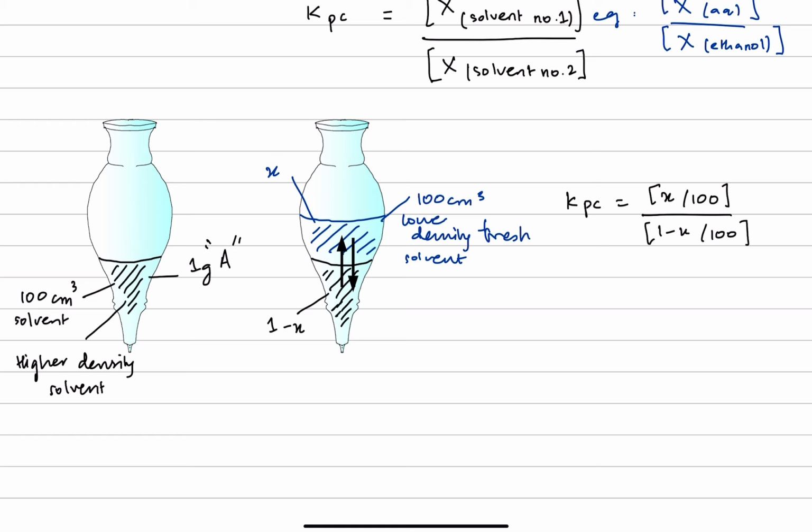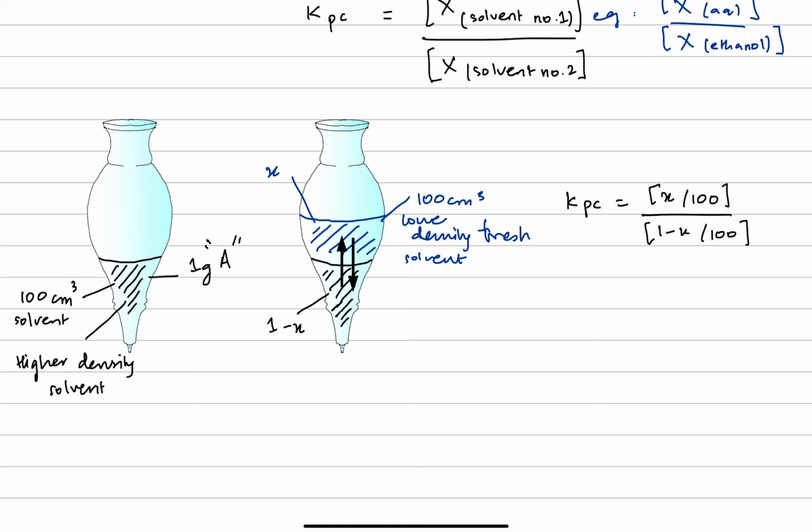Some of the A is going to move from the bottom layer towards the top layer, and as a result an equilibrium is established. In the original layer we had 1 gram, but now it won't be 1 gram, it's going to be 1 minus x gram, because some amount is moving towards the layer at the top. How much is moving to the top layer? x gram. So Kpc becomes x gram over 100, because it has to be a concentration, divided by (1 minus x) gram over 100 cm³.